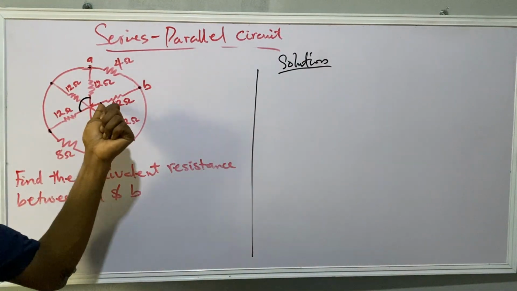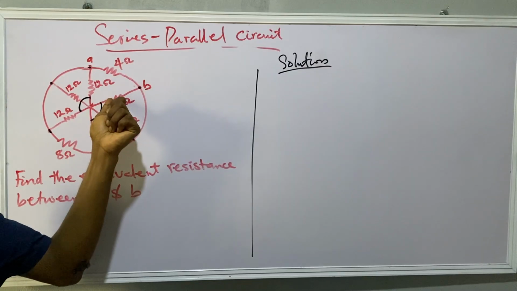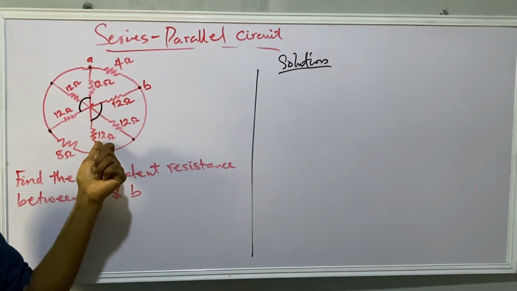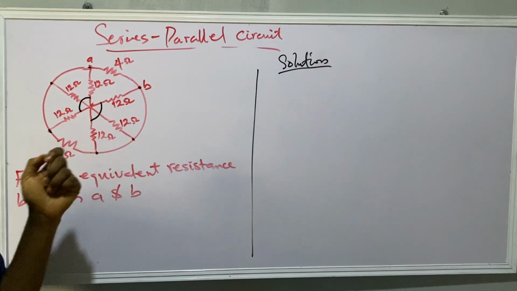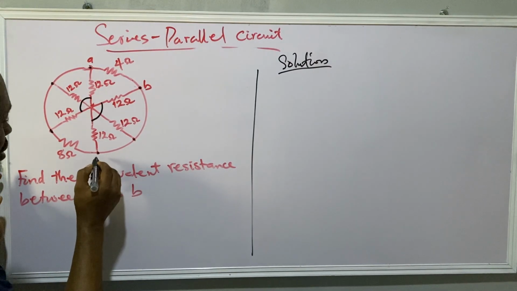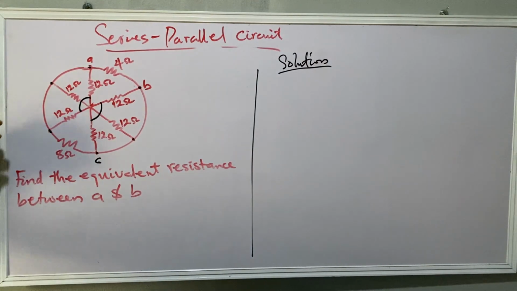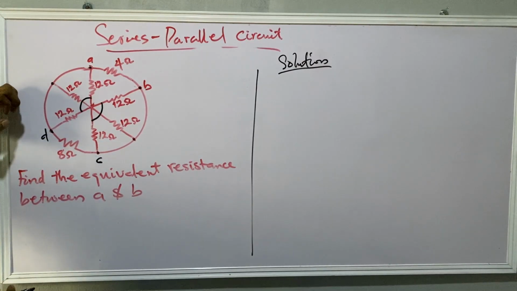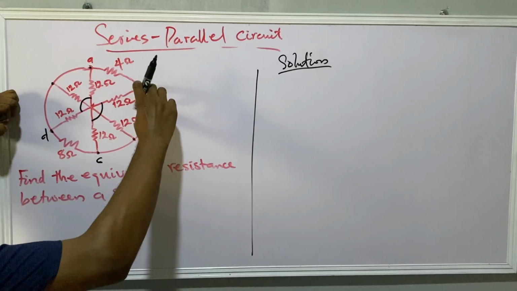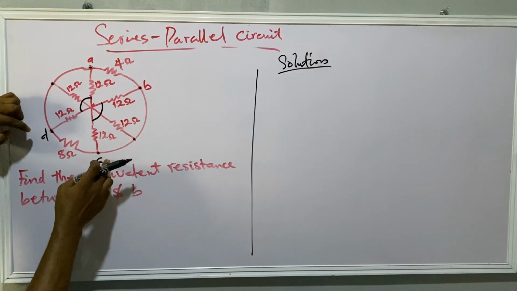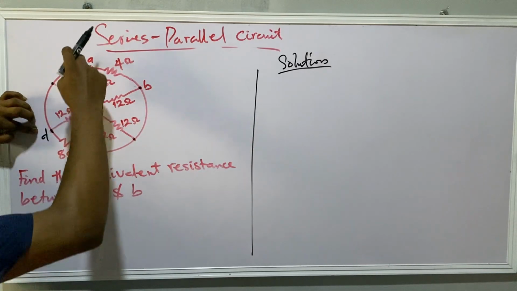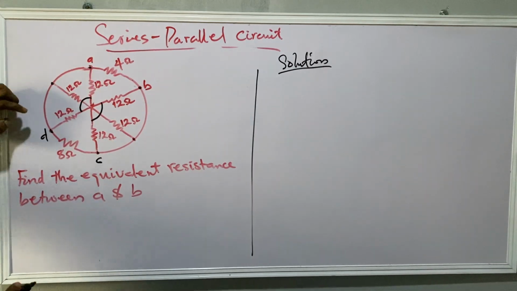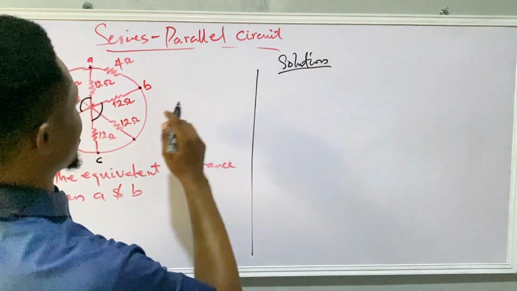So if we look at these 3 resistors, 1, 2, 3, they are in parallel. So that means I can call this point C. I can also call this point D. So we want to find the equivalent resistance between point B and point C, and also between point D and point A.